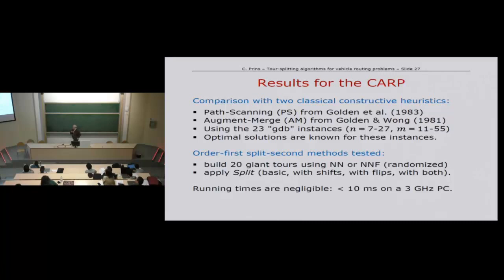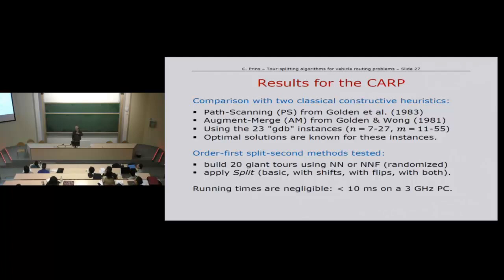So we made a comparison with two classical constructive heuristics for the CARP, which are well known, path scanning and augment merge, on 23 small instances. They are not big, but at that time we had the optimal solutions. It was possible for us to evaluate the distance to the optimum.